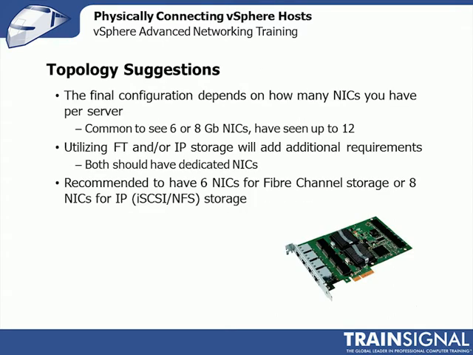Some topology suggestions. The final configuration depends on how many NICs you have per server and how you want to slice and dice those up. It's pretty common to see 6 or 8 gigabit NICs. I've seen up to 12 in a server. I thought that was overkill at the time. The customer I was working with agreed, but you know what?